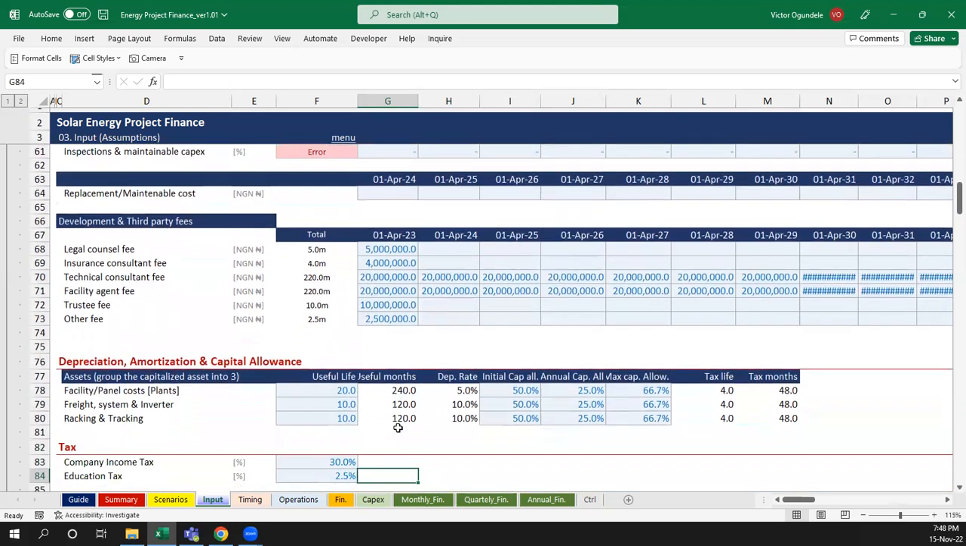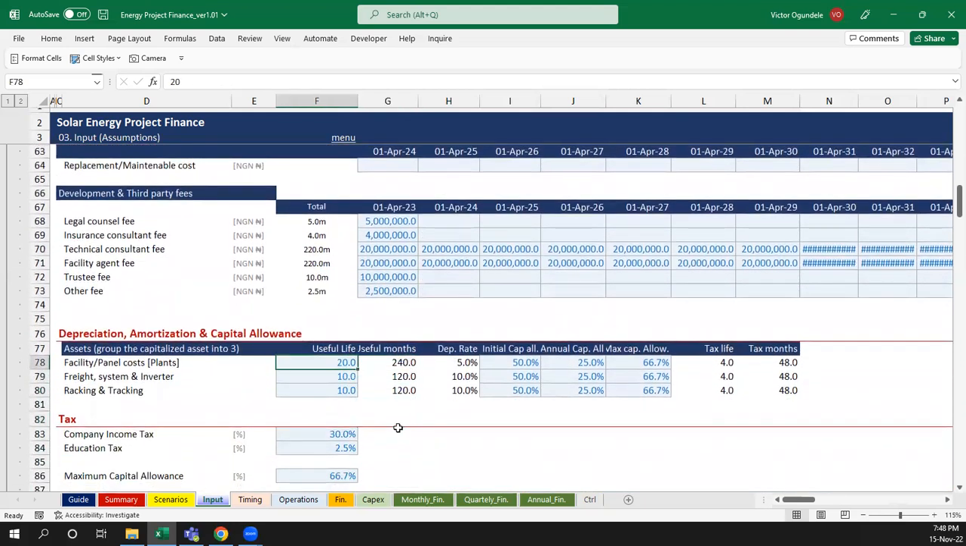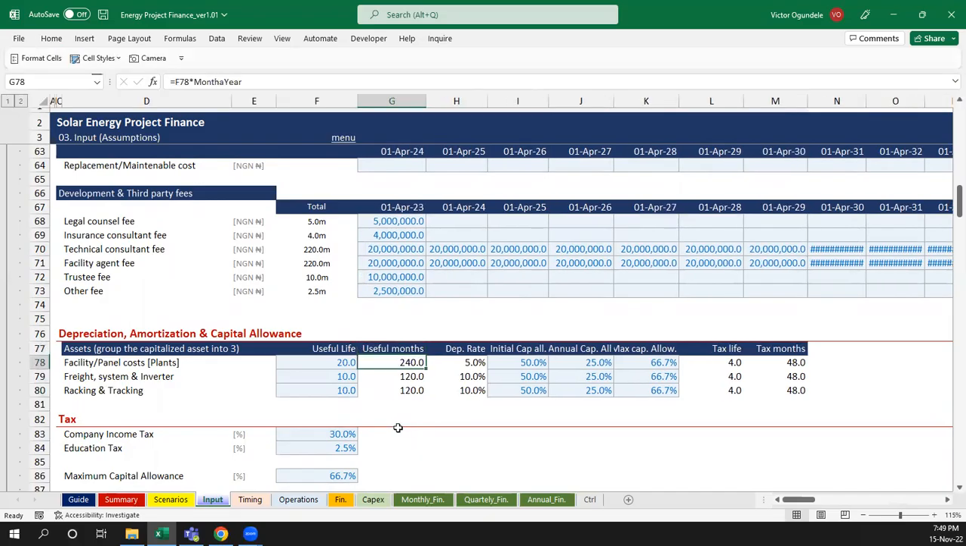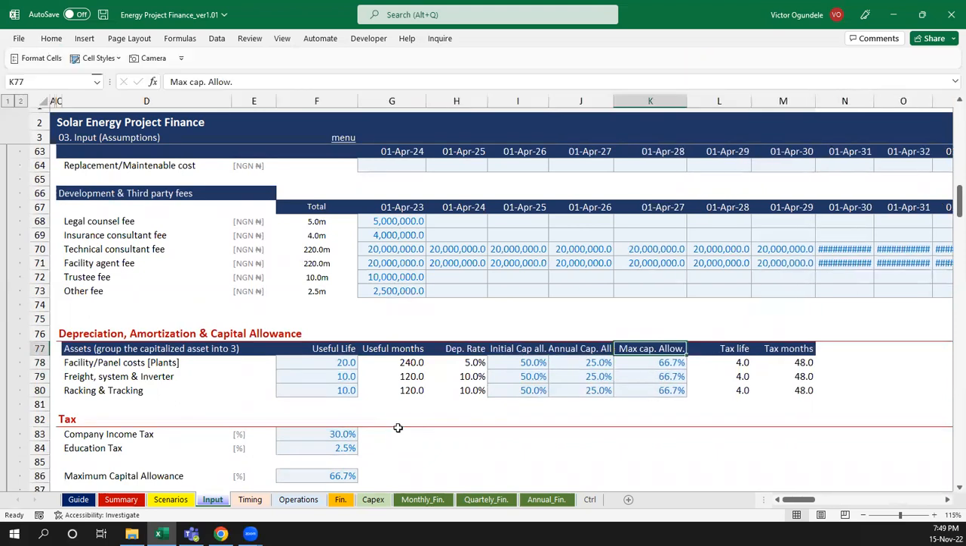So we factor in depreciation, amortization, and capital allowance into the model. So part of our use of funds, we have three line items that will be capitalized. So you can see we expect it to be facility 20 years, freight 10 years, racking 10 years, which was now converted into months, multiplied by 12 months. We have a depreciation rate, which was now converted. We have the initial capital allowance, annual capital allowance, your max capital allowance.